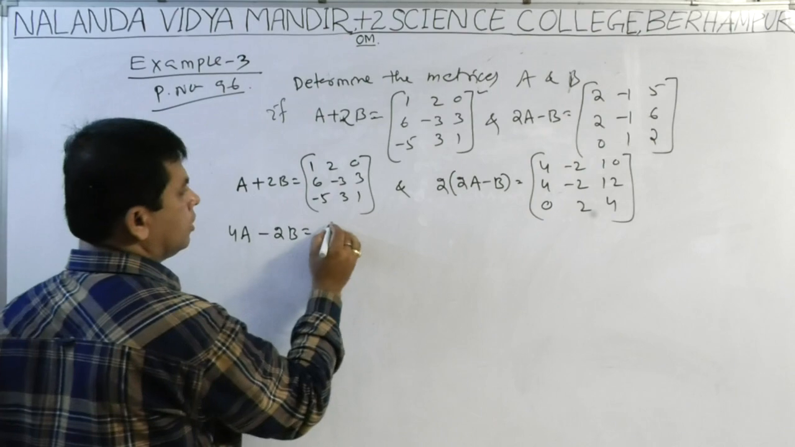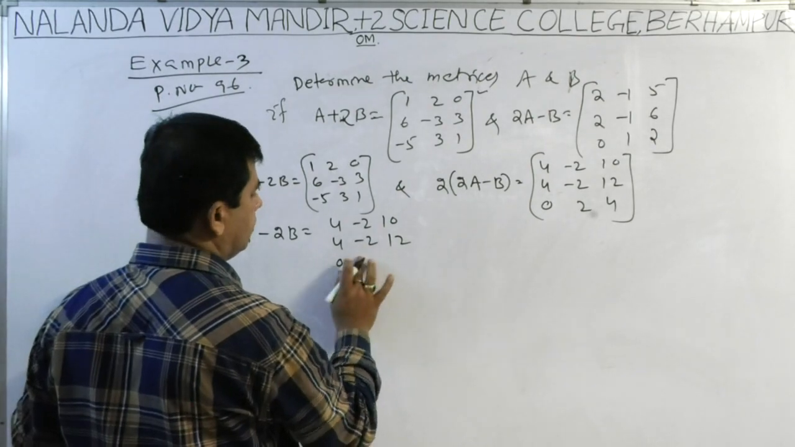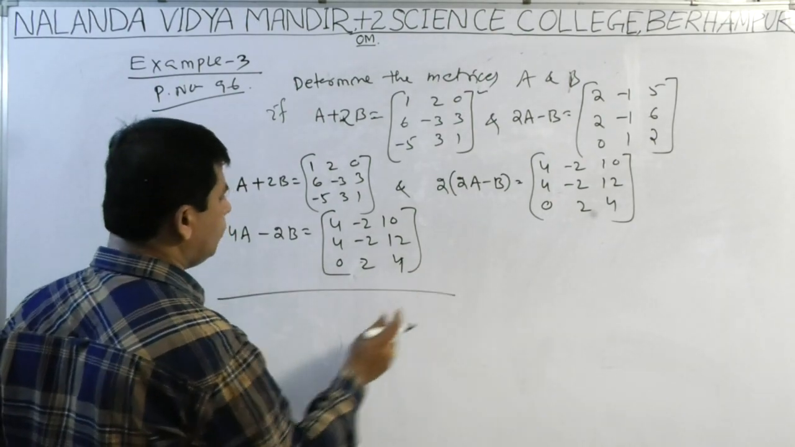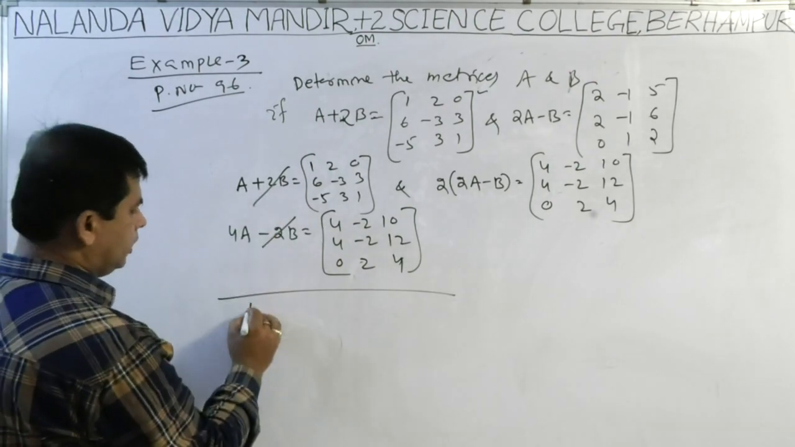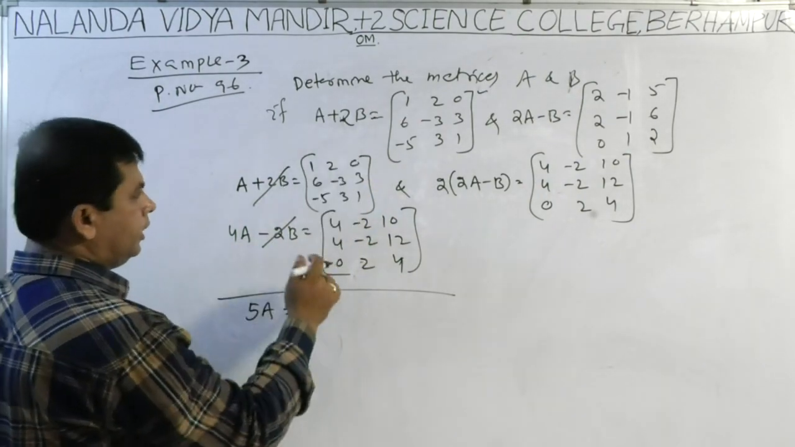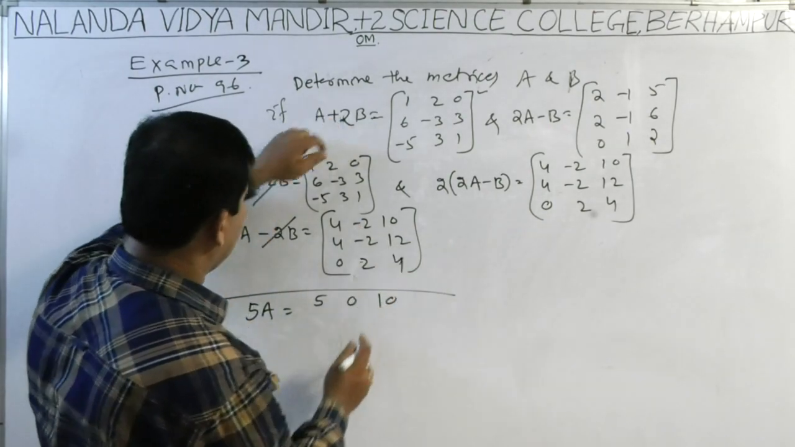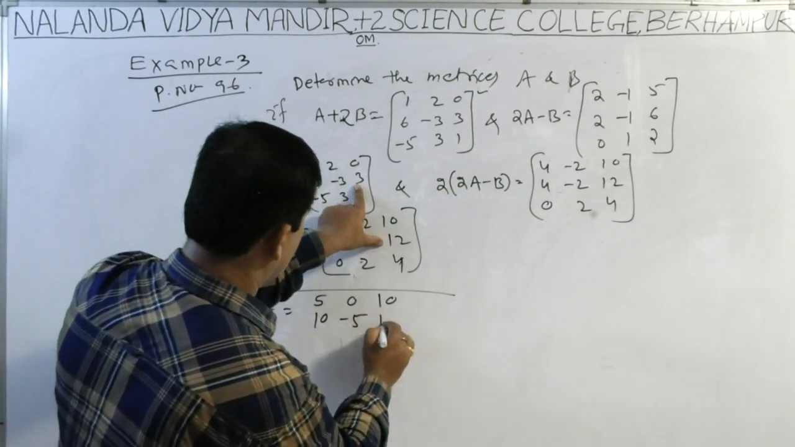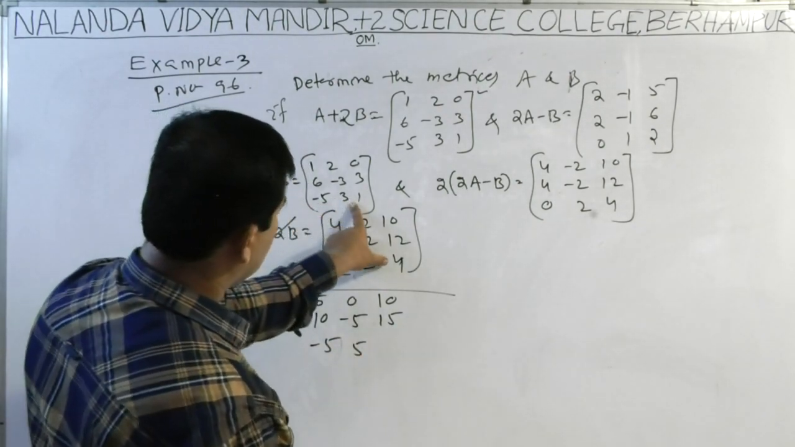This is our 2 into 2A minus B, that is 4A minus 2B, which is equal to [4, -2, 10; 4, -2, 12; 0, 2, 4]. If we add both sides, on the left hand side we have A plus 4A, that is 5A, is equal to, if we add these two matrices, we get 4 plus 1 is 5, 2 plus minus 2 is 0, 0 plus 10 is 10, 6 plus 4 is 10, minus 3 minus 2 is minus 5, 3 plus 12 is 15, minus 5 plus 0 is minus 5, 3 plus 2 is 5, 1 plus 4 is 5.